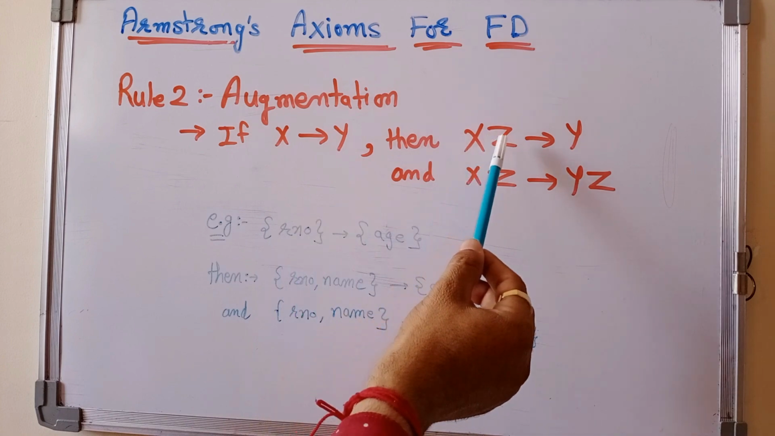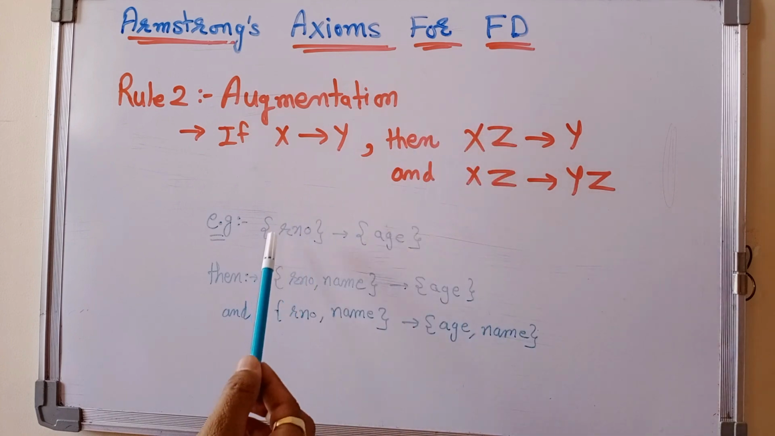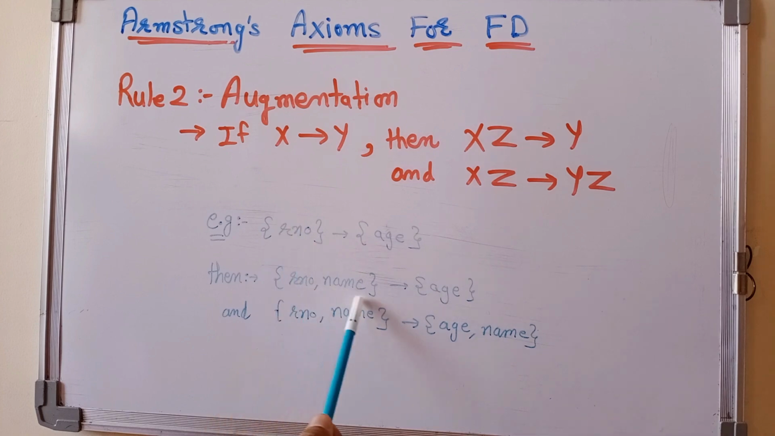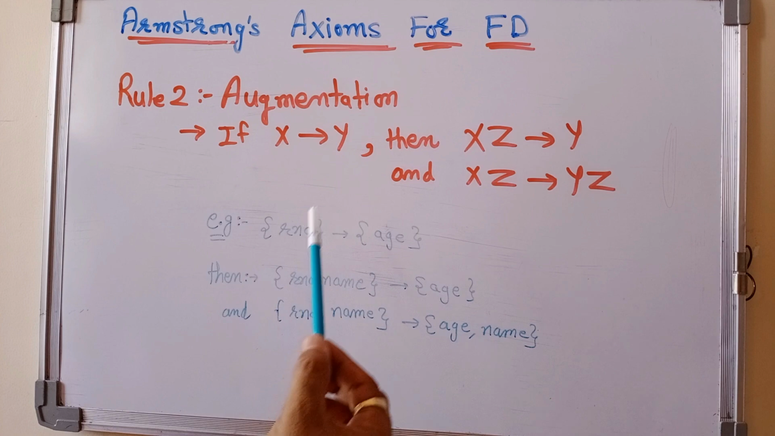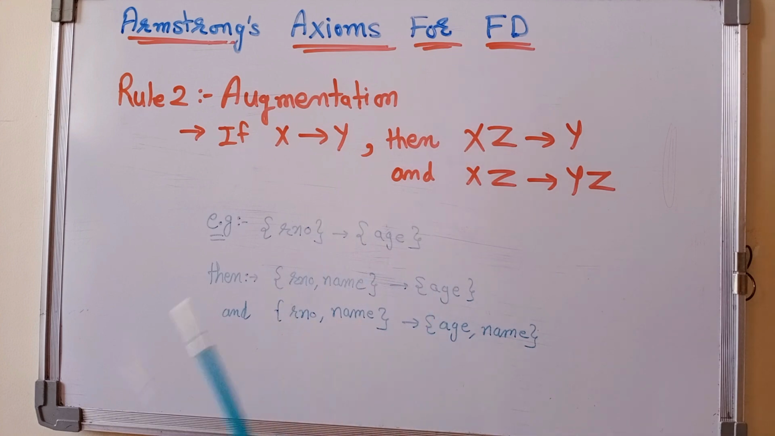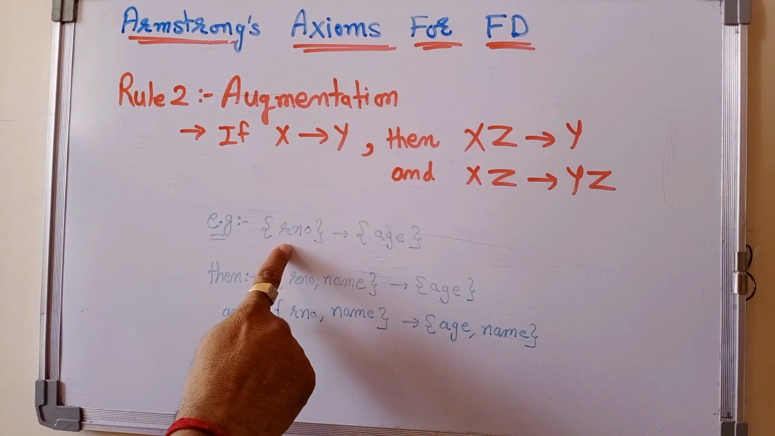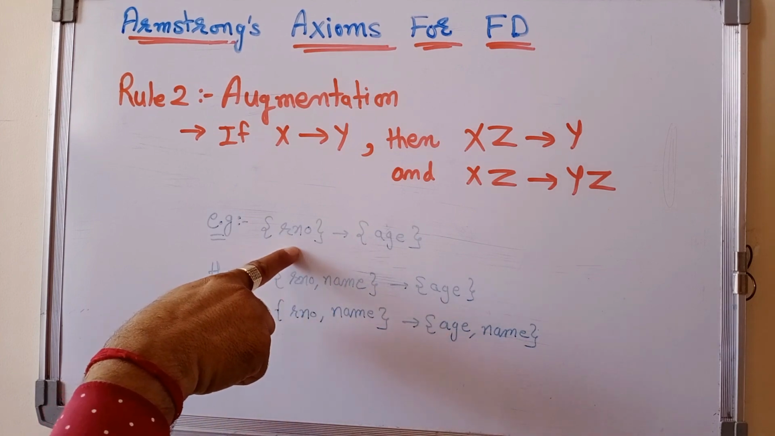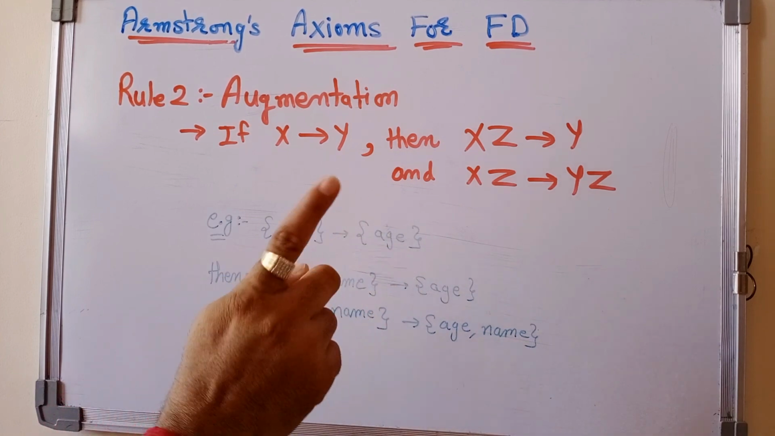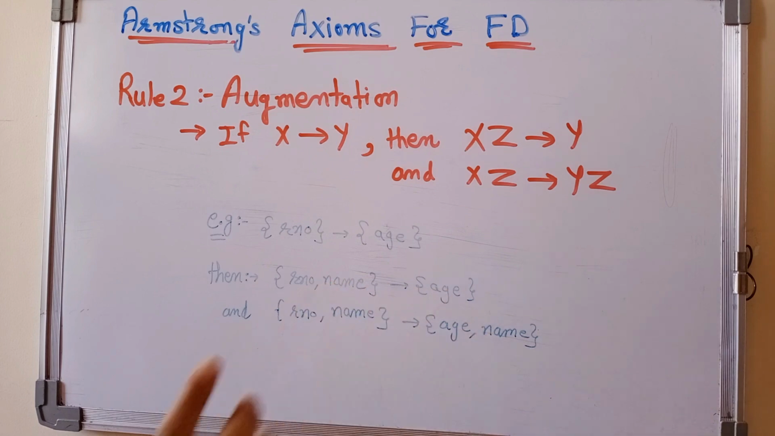Then any component is added at the left hand side. If I have roll number as well as name, then I can definitely have age, because only roll number is sufficient to get the age. In the same way, I have roll number and name, then I also have age as well as name, because I have already name, so I can get age as well as name. It means that when you add any more component at the left hand side, you will get the same result, or the same result with the new component.